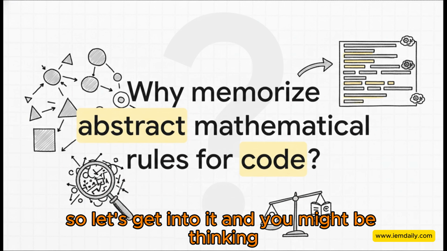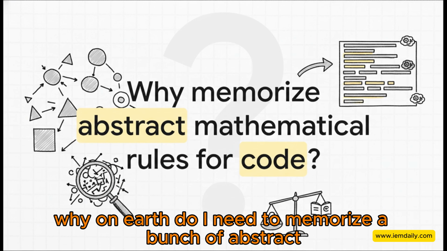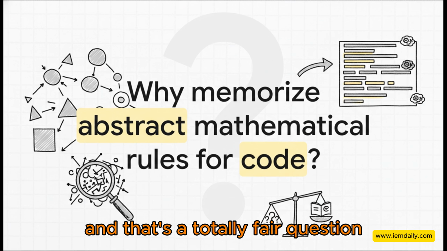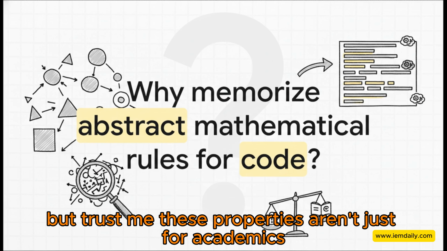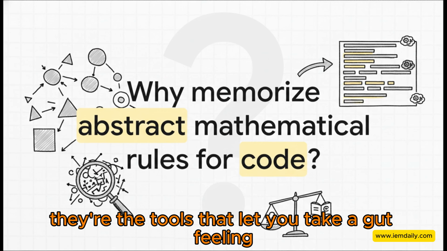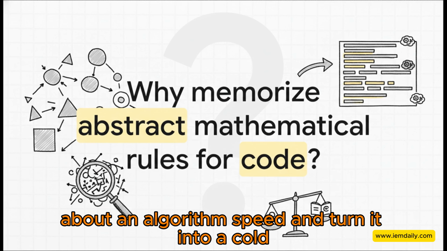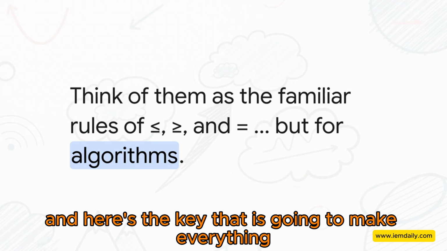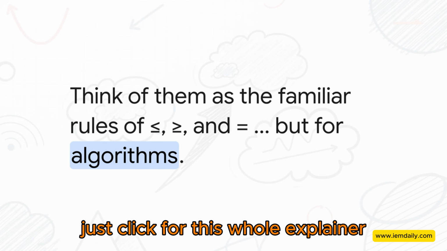And you might be thinking, why on earth do I need to memorize a bunch of abstract math rules just to write code? And that's a totally fair question. But trust me, these properties aren't just for academics. They're the tools that let you take a gut feeling about an algorithm's speed and turn it into a cold, hard, verifiable fact. And here's the key that is going to make everything just click.